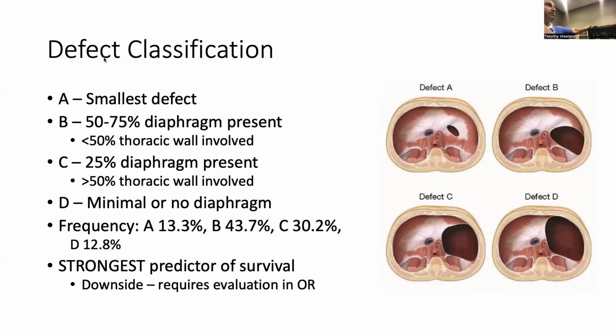The frequency of the defects, you can see there: A, 13%, B, 43.7%, C, 30.2%. So most of the defects are going to be in that moderate size range. Again, it's the strongest predictor of survival, but you have to be able to see it in the operating room.